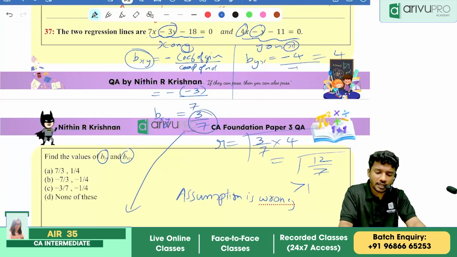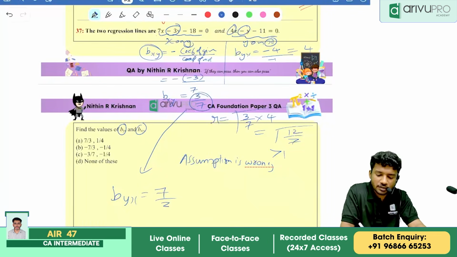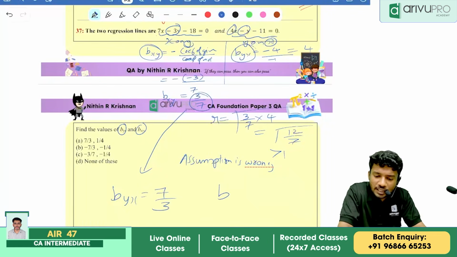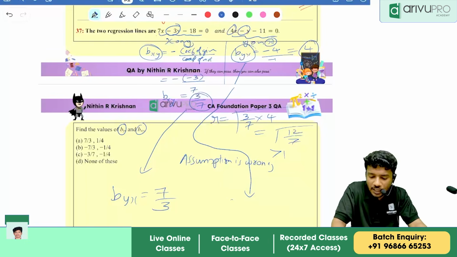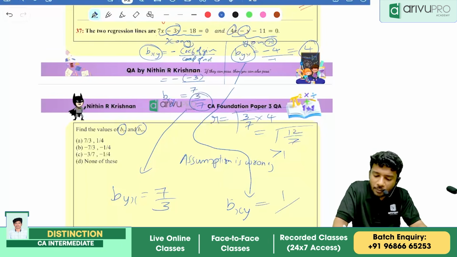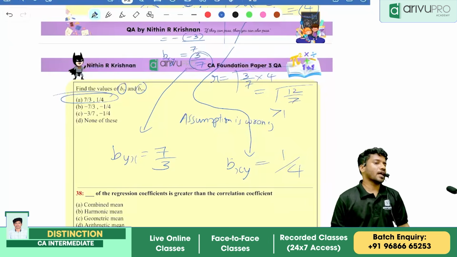So automatically bxy will be the reciprocal, 7 by 3. Then byx we found to be 4, right? Then automatically, sorry, bxy will be what? 1 by 4. So answer is what, people? Option A is your answer.